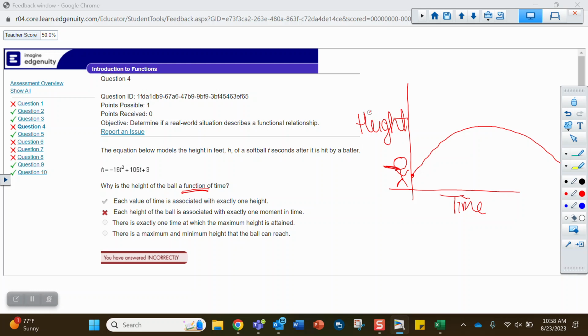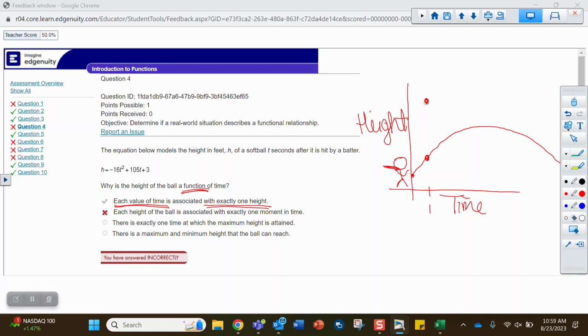Well, it's a function because time doesn't repeat itself. Every value of time is associated with only one height. That passes the vertical line test. X's don't repeat in a table, that same kind of concept. At a particular moment in time, the ball can't be at two places. Let's say this is 1 second. The ball can't be here and also be up here at the same time.